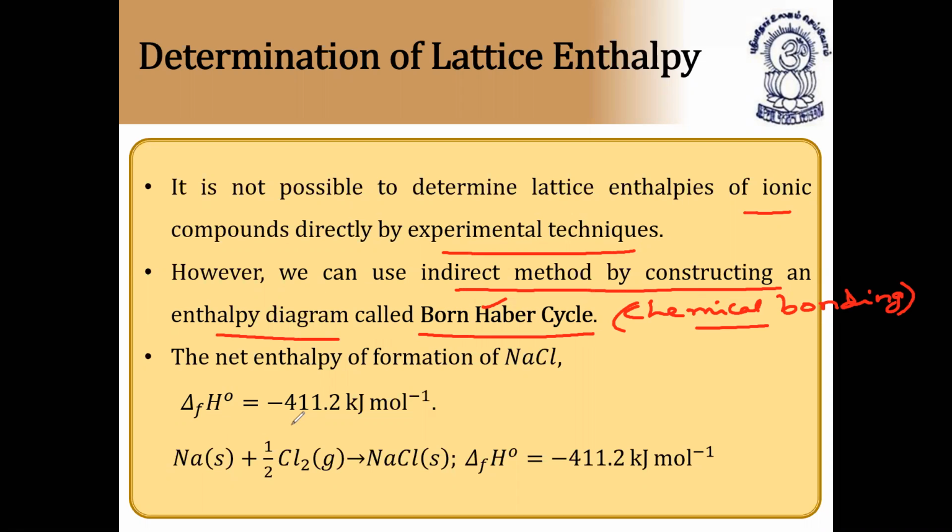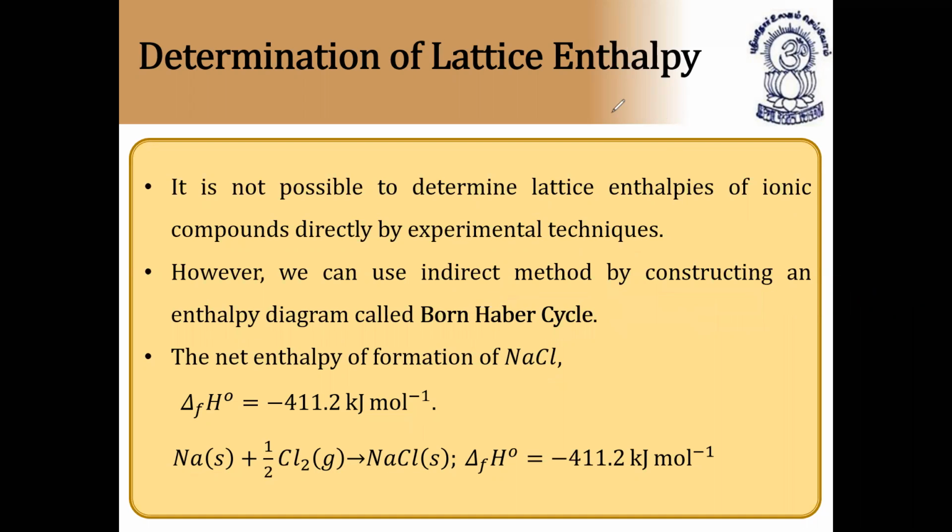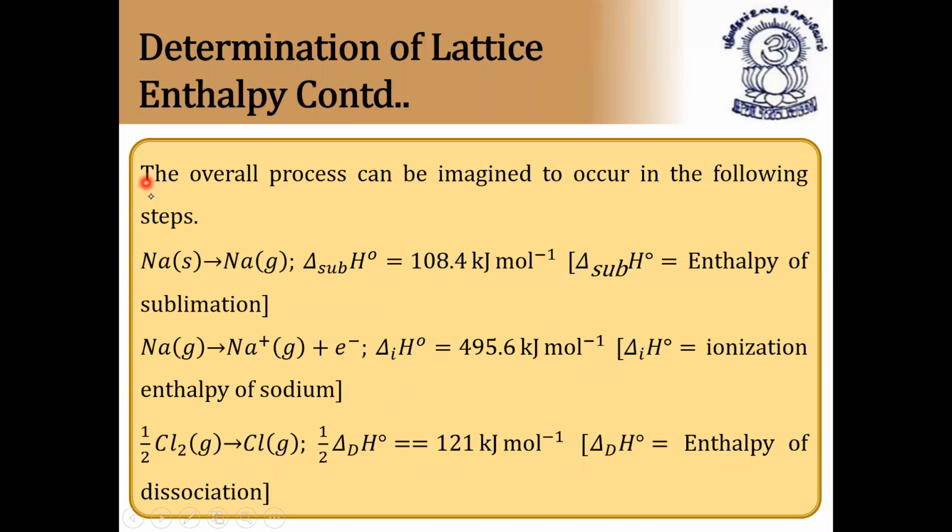So the delta heat of formation of the reaction, that is the net enthalpy of formation of NaCl, is equal to minus 411.2 kilojoules per mole. So sodium solid and chlorine gas combine to form sodium chloride. This is the actual reaction, but it takes place in several steps. This Born-Haber cycle we have already discussed in the chemical bonding topic.